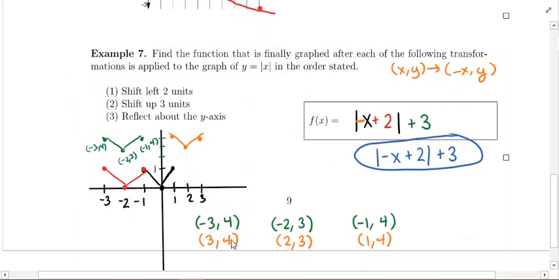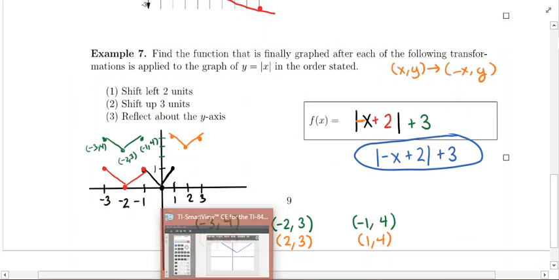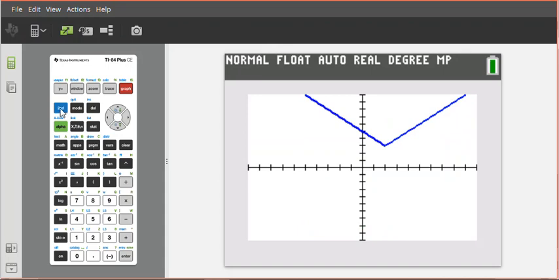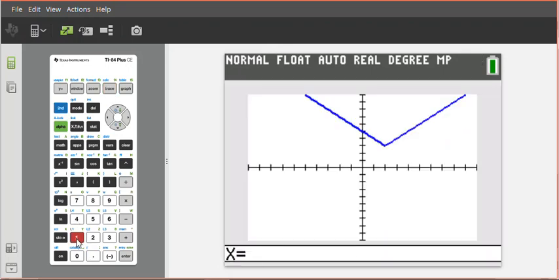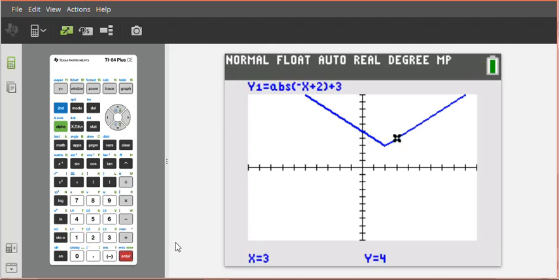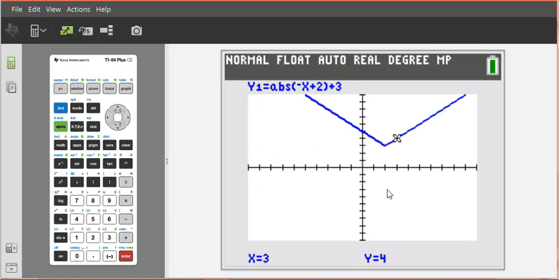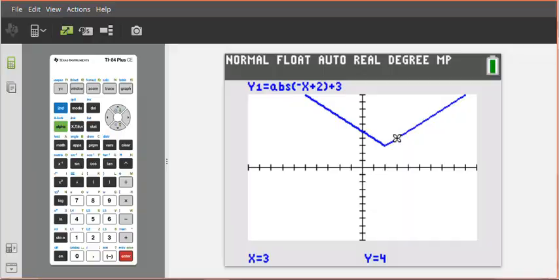I'm going to check to see if 3, 4 is on the graph. Here's how you do that. You do second trace or second calculate, which brings up this menu. You hit option 1, and it's going to give you the value at a certain x value. So if x is 3, the y value is 4. See what I did? I punched in what's going on at x equals 3, and it tells me the y value, and it even highlights the point on the picture. So that checks out.